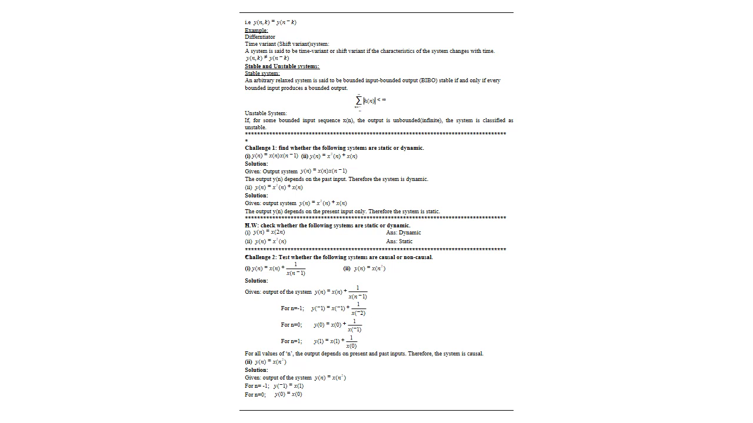Next, stable or unstable system. Stable means an arbitrary relaxed system is said to be bounded input, bounded output stable. If there is a bounded input, it will produce a bounded output. So the summation from n equal to minus infinity to infinity of modulus of h of n is less than infinity. If it is unstable, then for some bounded input sequence x of n the output is unbounded, and it is classified as unstable.